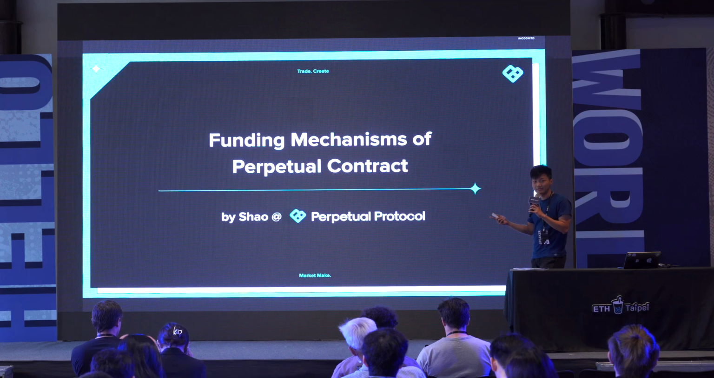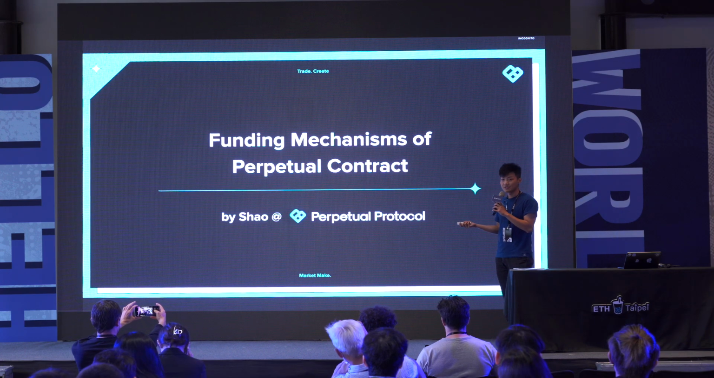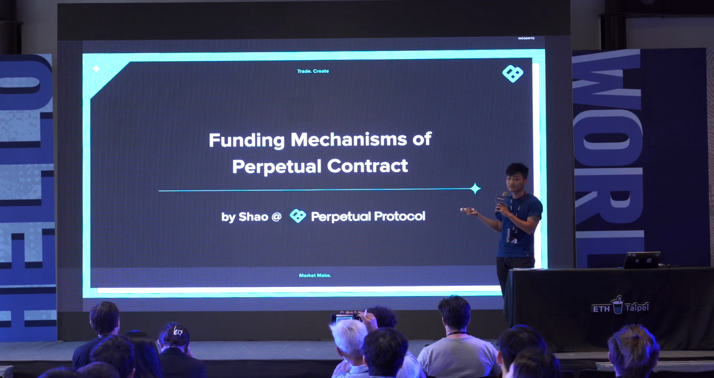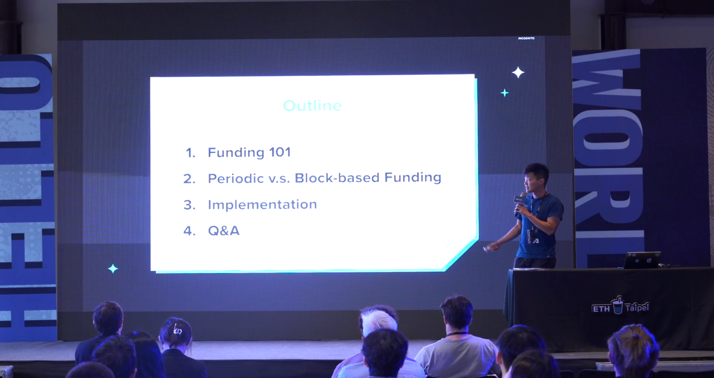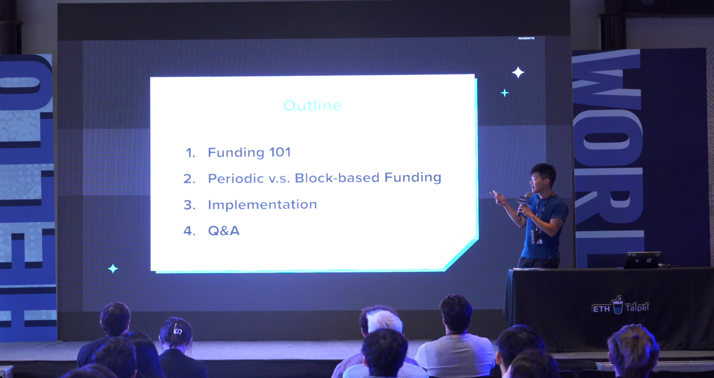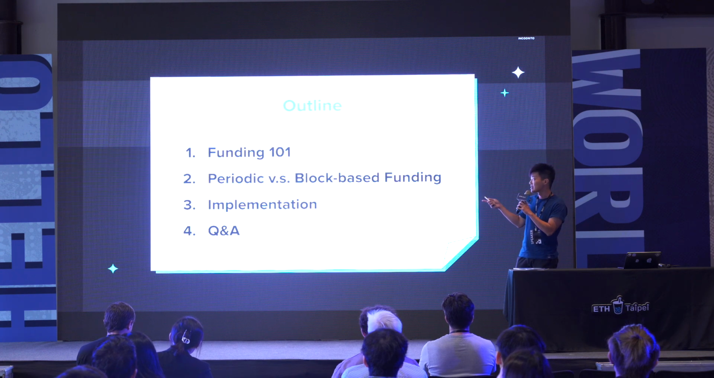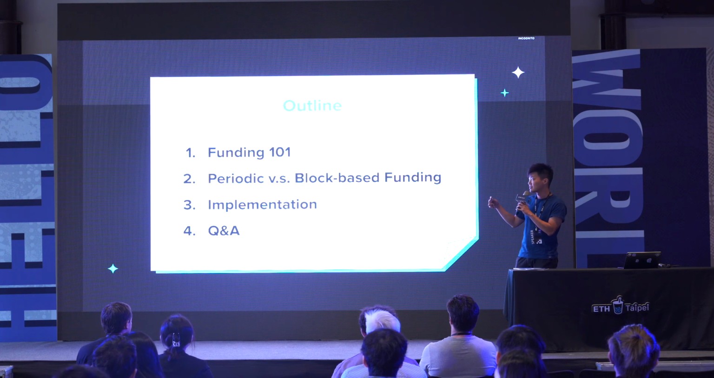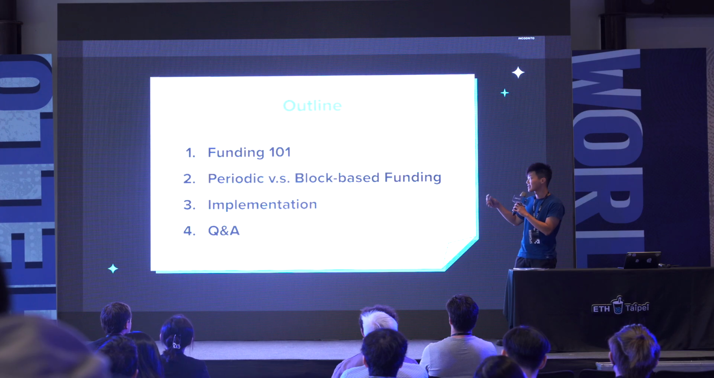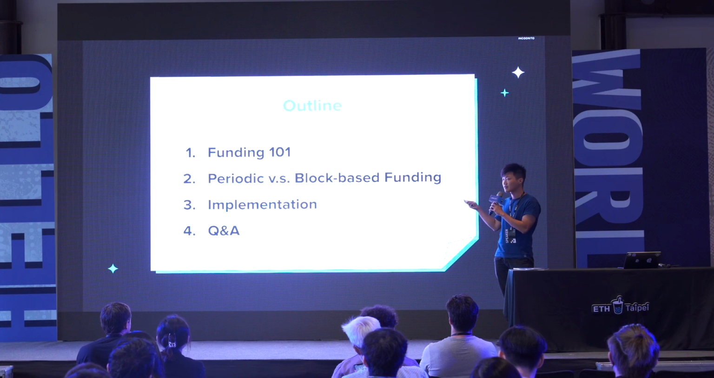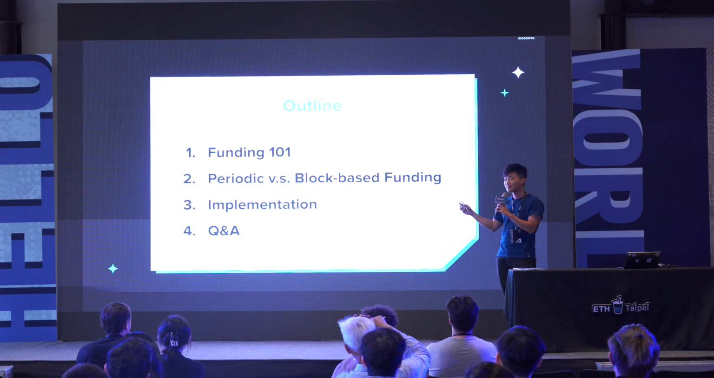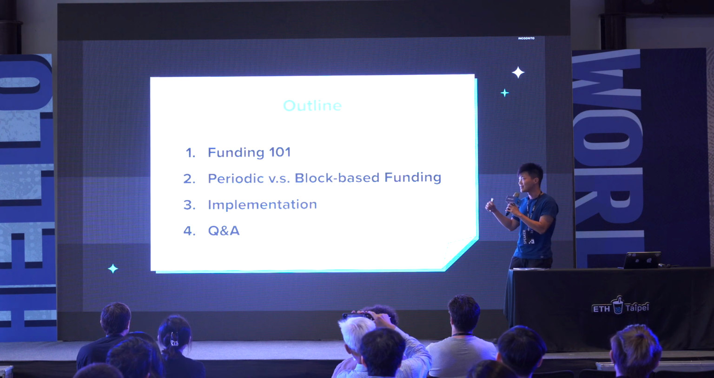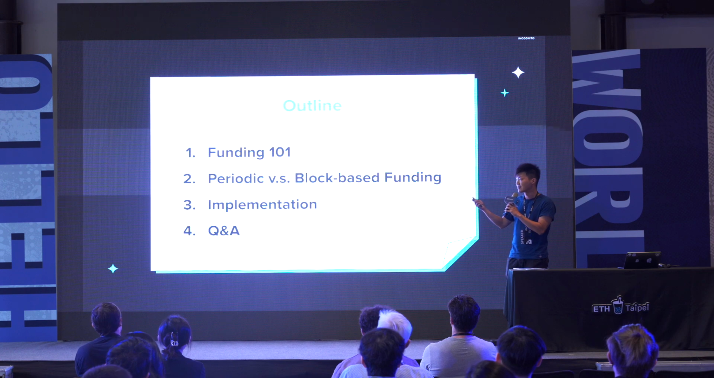My name is Xiao. I'm from Perpetual Protocol, and today we're going to talk about the funding mechanisms of perpetual contracts. So this is the outline of today. I'll start with the basics of funding, and then dive into the two different genres of funding mechanisms, which are periodic and block-based funding. And lastly, a little bit of implementation, but there won't be code, just some easy math. And finally, the Q&A section.